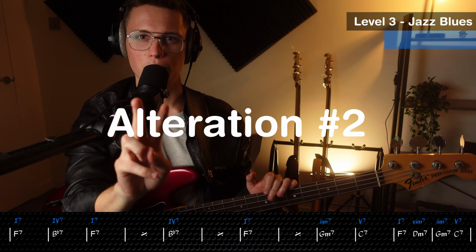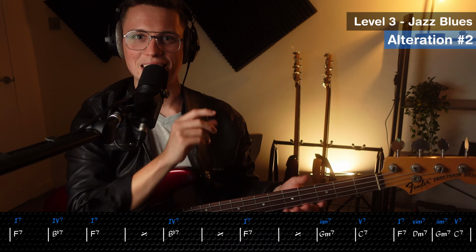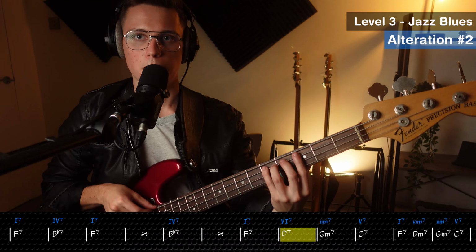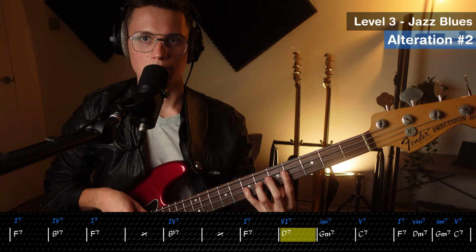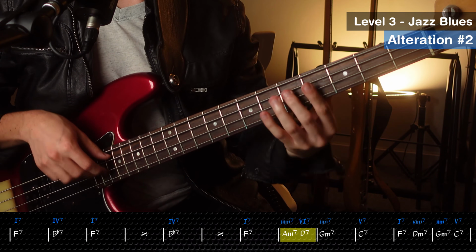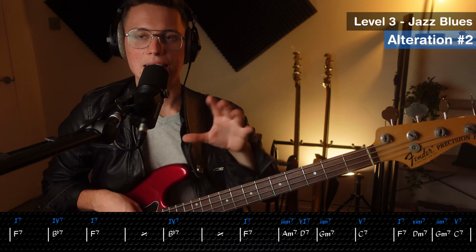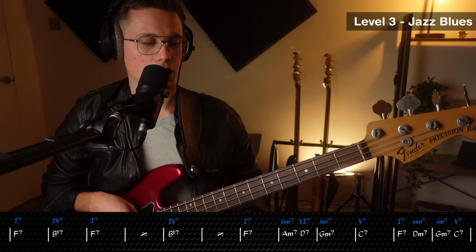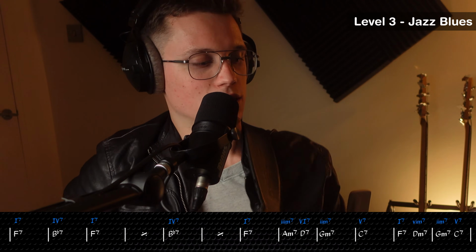Alteration number 2. Now we're going to add the 6th chord on the 8th bar of the blues, a D7 in the key of F. This could also be a 3, 6 instead of just 1 bar on the 6. Let's hear how it sounds. I'm going to start on the 7th bar of the blues and we're going to add that cheeky 6th chord, okay?